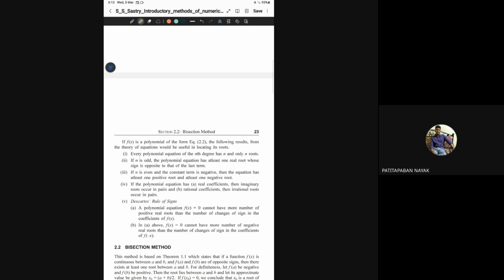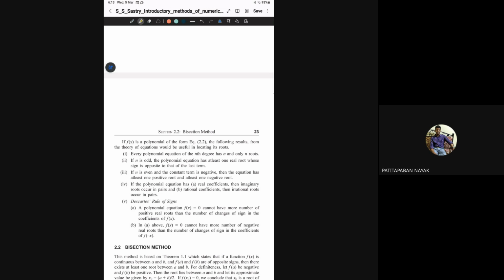If n is even and the constant term is negative, then the equation has at least one positive root and one negative root. If the polynomial has real coefficients, then the imaginary roots occur in pairs. So most of the time, imaginary roots occur in pairs, and with rational coefficients, the irrational roots occur in pairs.